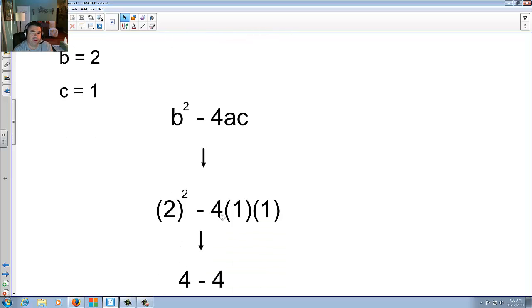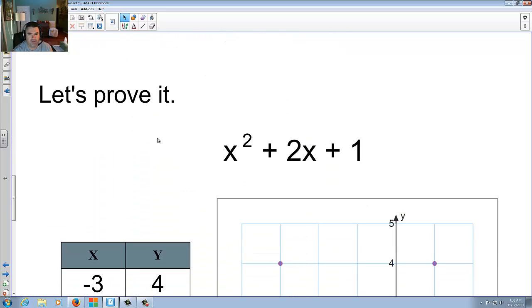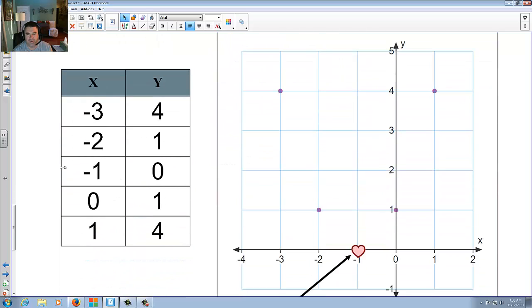Alright, well, 4 times 1 times 1 is 4. 2 squared is 4. So 4 minus 4 is 0. Since the discriminant is 0, it means there's only one answer. It means it sits on it or rests on it. Let's take a look. Proving it, x squared plus 2x plus 1. Notice that when I make my parabola, it meets right here, but it only meets there once. It doesn't go through and come back up again.